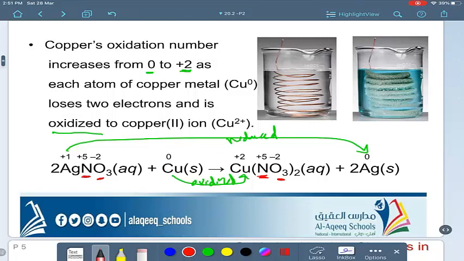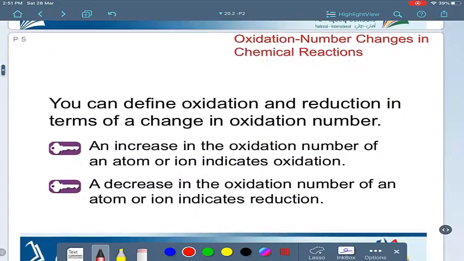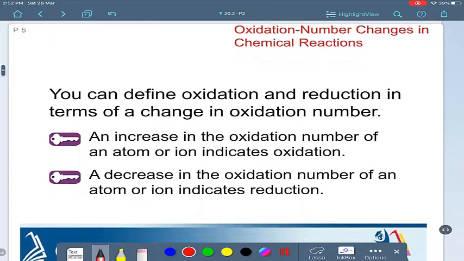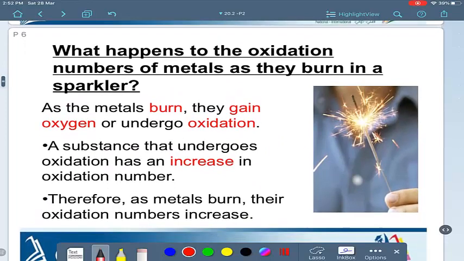We are explaining what happens to the elements that are changing in their oxidation number. From that, you can define the oxidation and reduction reactions, or the terminology of each of them, the oxidation process and reduction process. The increase in the oxidation number of an ion or atom indicates oxidation. The decrease in the oxidation number of an atom or ion indicates reduction. We got that before.